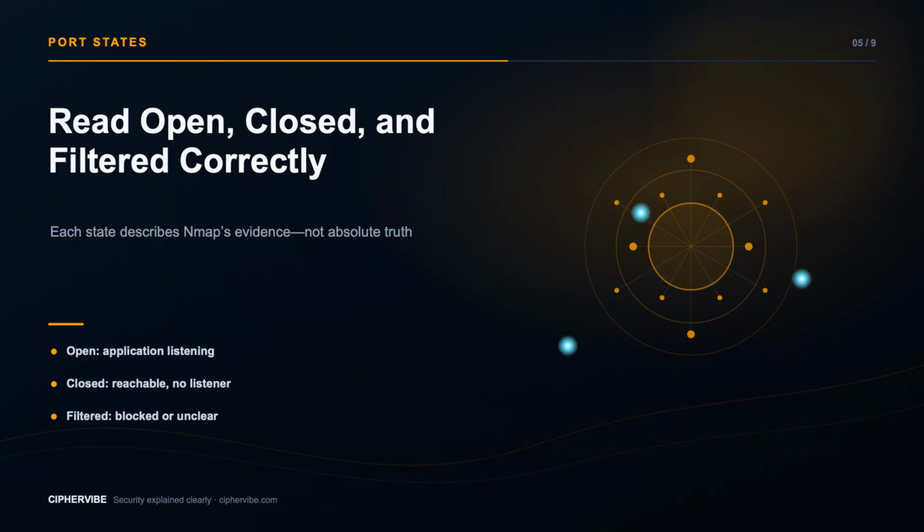Closed usually means the host is reachable but no application is listening there. Filtered means Nmap cannot determine whether the port is open because packet filtering prevents a decisive response. Nmap can also report combined states such as open or filtered when the evidence cannot separate them. That uncertainty is useful. Do not rewrite filtered as secure, and do not rewrite open as vulnerable.